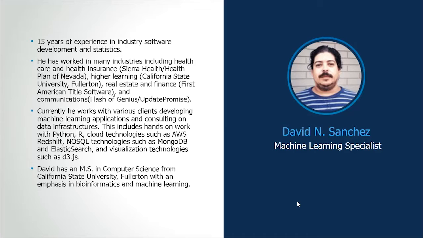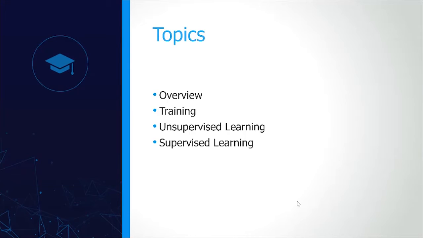I have a master's degree in computer science from California State University, Fullerton, with an emphasis in bioinformatics and machine learning. So the topics we will be covering in this course are a general overview, which includes learning the difference between bias and variance, as well as reiterating the differences between supervised and unsupervised learning.